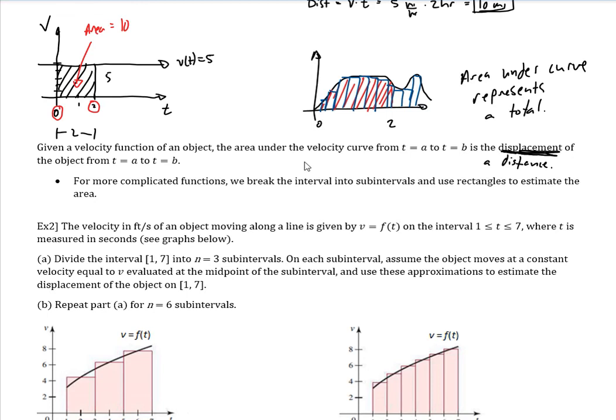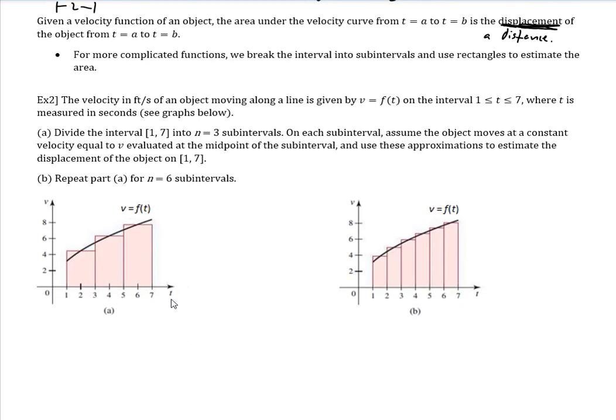All right, so let's do one example here where we have a picture given, and we'll stick to velocity as our example, but then it will go just to abstract afterwards. So in this example, it says the velocity in feet per second of an object moving along a line is given by v equals f of t on the interval 1 less than or equal to t less than or equal to 7, where t is measured in seconds. And then we have our graphs. We're going to divide the interval 1, 7 into n equals 3 subintervals.